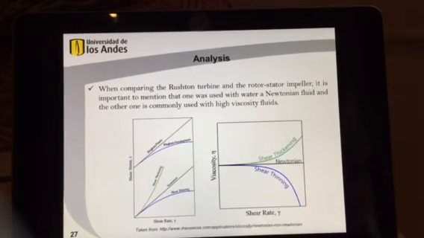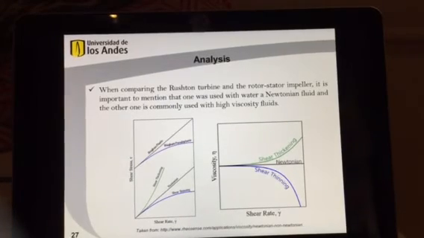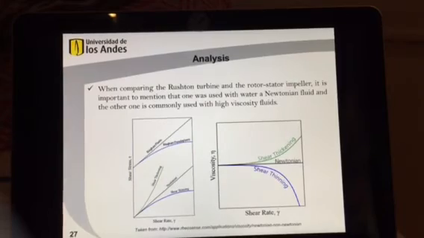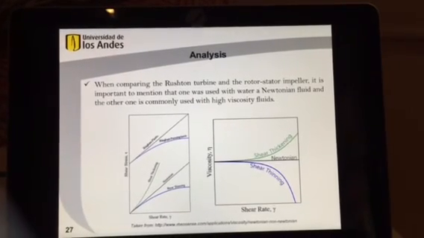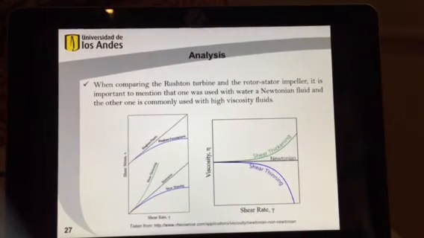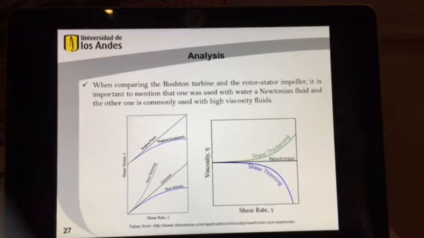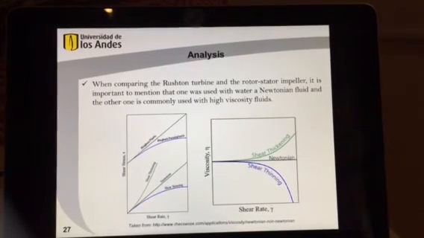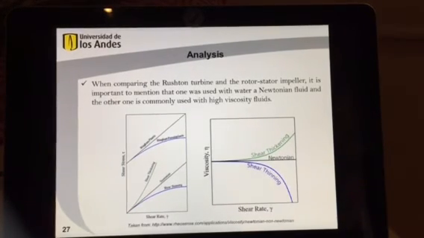Now, analyzing the power number for turbines, it is possible to say that it is meaningfully higher than for most impellers, indicating that turbines transmit more power to a fluid than the other designs. Finally, when analyzing the results obtained for the rotor stator impeller, it was possible to mention that it gives a better shear stress, which means it is a better option for emulsifications.